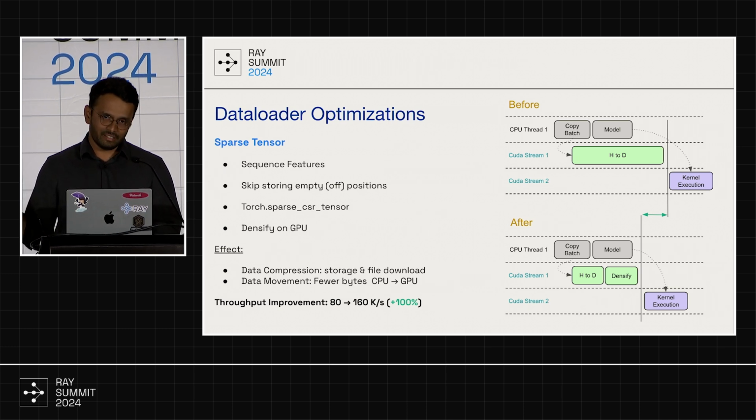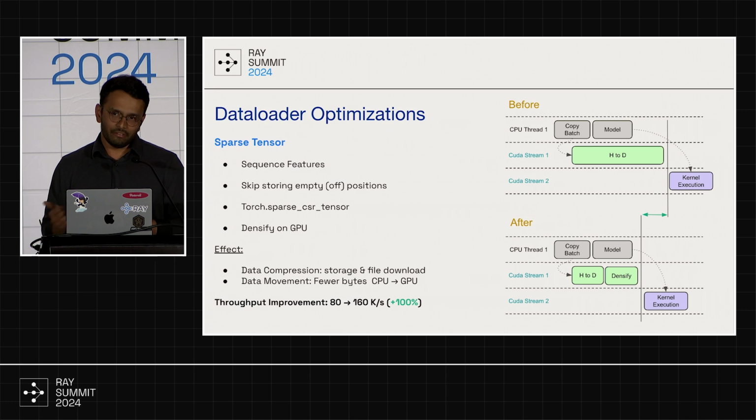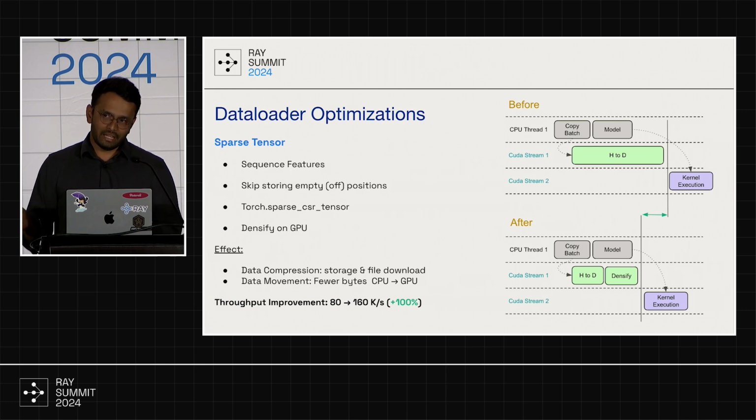And the idea here is, if you have a large number of sequence features, which can be mostly empty, we basically just skip storing all the empty slots. For this, we started using the torch sparse CSR tensor format. And the idea here is, before the model consumes it, you actually densify the tensor back on the GPU. And the reason why this is highly effective is, even though you still end up densifying, it has some implications on 2 fronts. The first effect that you see there is the data compression.